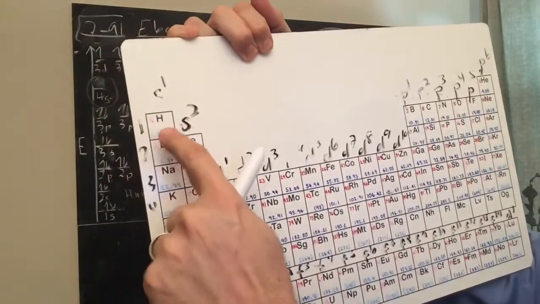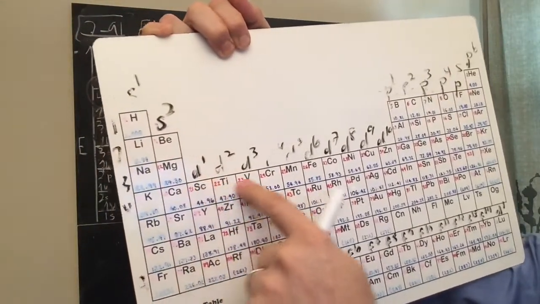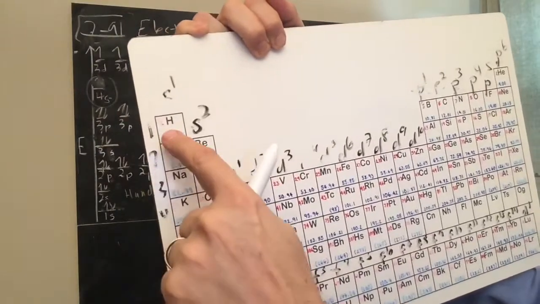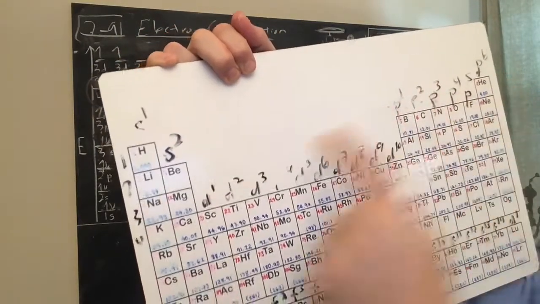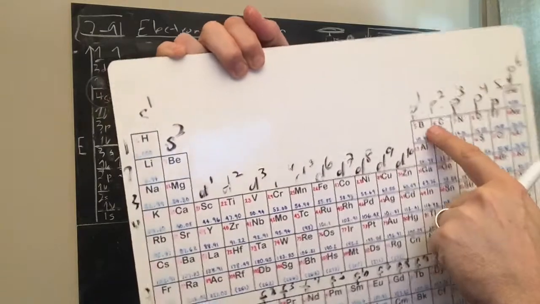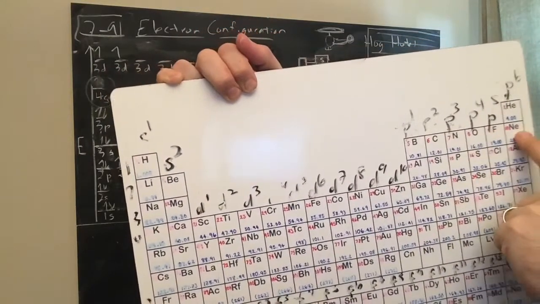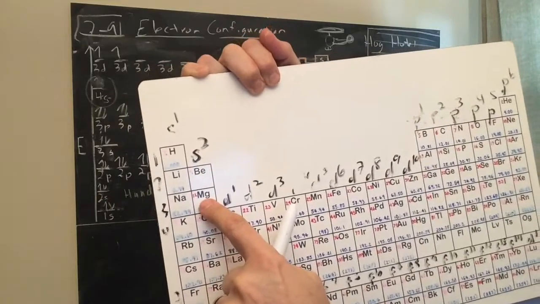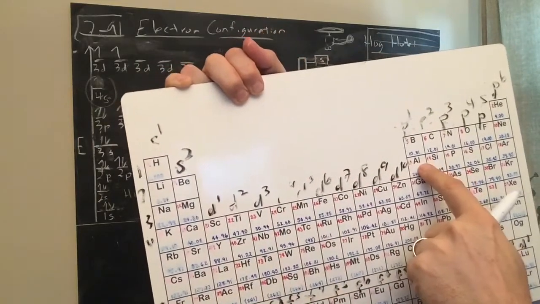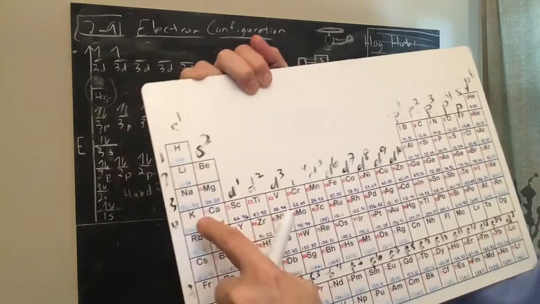The S blocks, S1, S2, D1. Remember this: 1S1, 1S2, 2S1, 2S2, 2P, 1, 2, 3, 4, 5, 6, 2P6, 3S1, 3S2, then 3P, 1, 2, 3, 4, 5, 6, then 4.